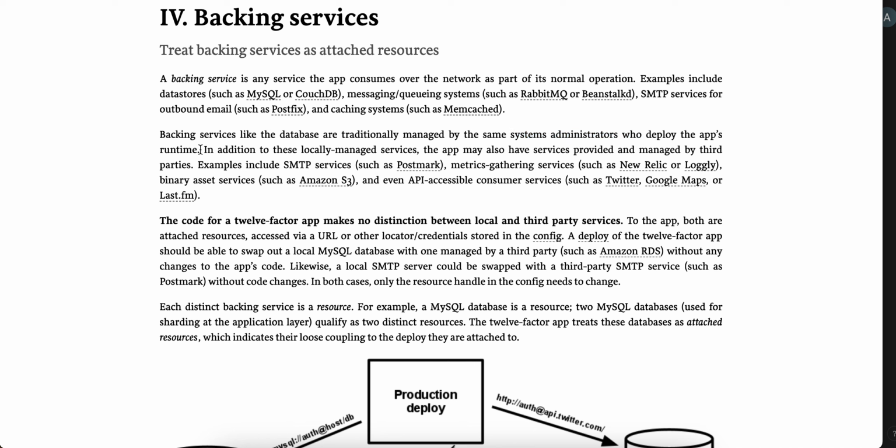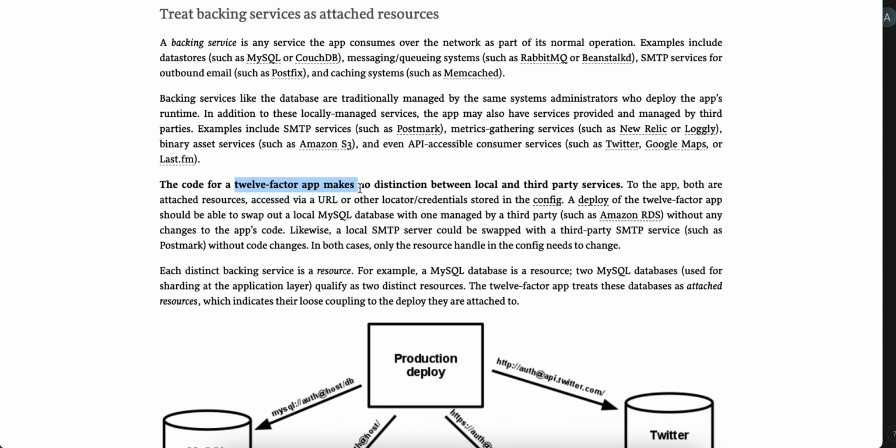Anyways, in addition to these locally managed services, the app may also have services provided and managed by third parties. Examples include, of course, SMTP services, metrics gathering, by the way, we use New Relic, binary asset services like S3 or Blob, even API accessible consumer services. You may use Maps or Twitter or whatever. The code for a 12-factor app makes no distinction between local and third party service. This is the whole point, right?